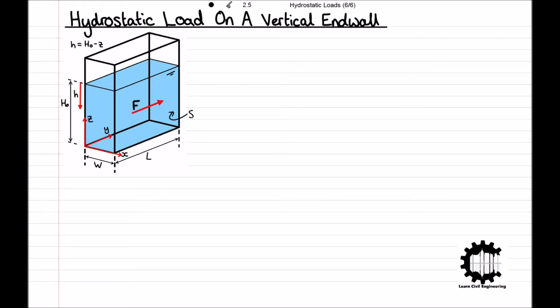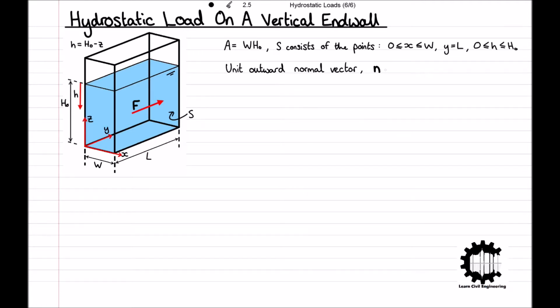We will let S denote the region of the end wall surface that is in contact with the liquid, which has an area of A equals Wh0. That is, S consists of the points from x equals 0 to x equals W, y equals L, and h equals 0 to h equals h0. The end wall is vertical and has unit outward normal vector n equal to negative j.